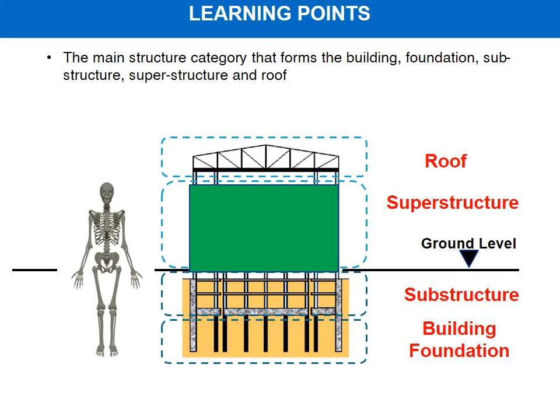Now, let us summarize what we have learned so far for this topic. We have learned the main structure category that makes up a building. Remember, the building resembles a human body of leg, body, and head. For a building, they are foundation, substructure, superstructure and roof.